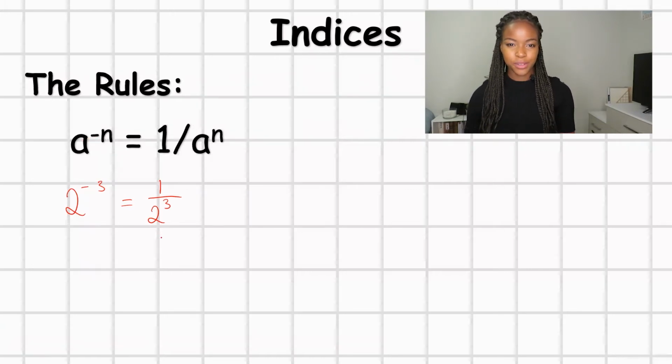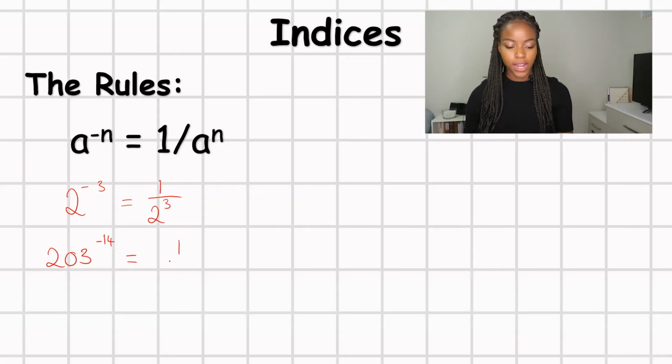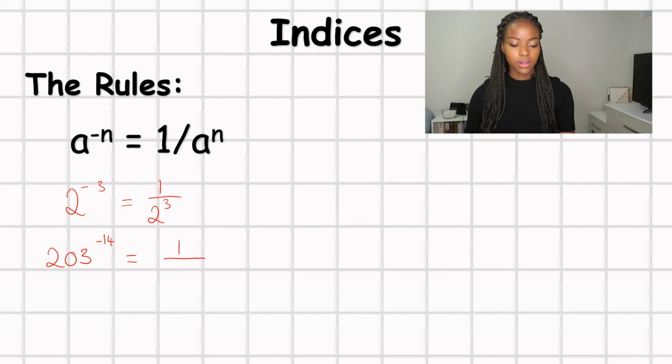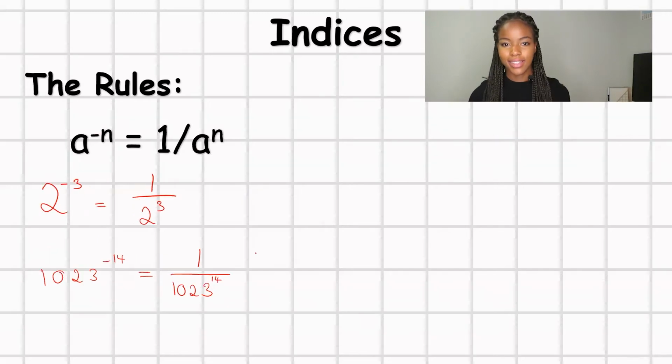I'll just do another example. So this formula works for any number, no matter how big it is. So let's say we had a bigger number like 203 to the power of minus 14. We would do the exact same thing. So in this case, a is 203 and n is 14. So we'll just substitute that into the right hand side. So we'll have 1 over a, which is 203, to the power of 14, which is n. N is 14, not minus 14, just one big thing to look out for. And that is it.